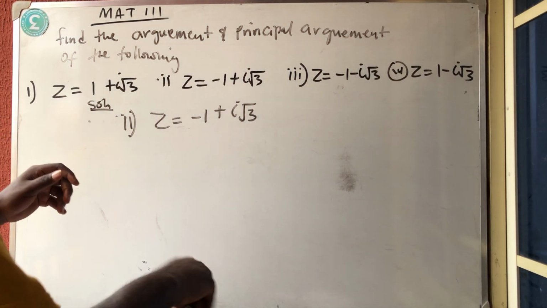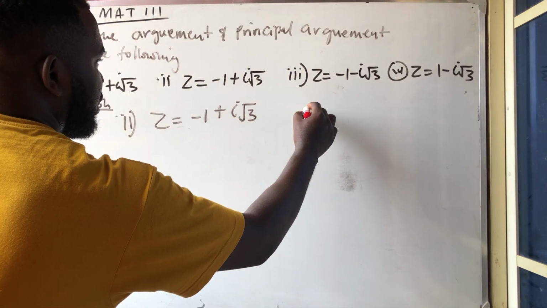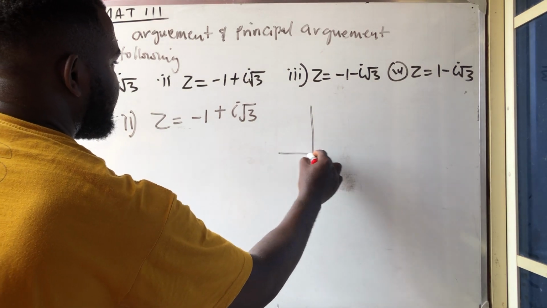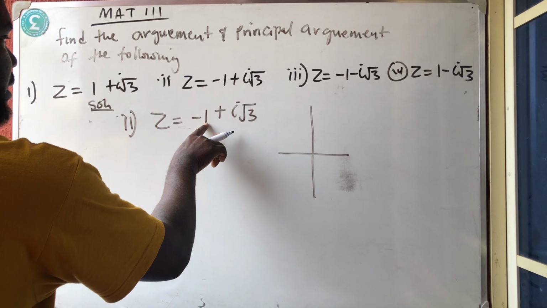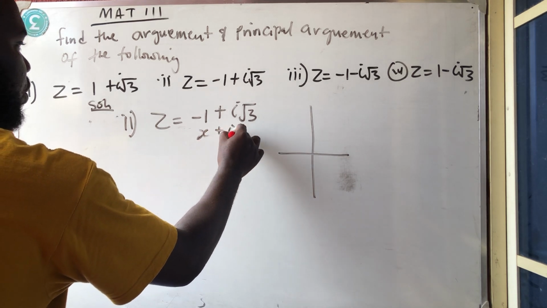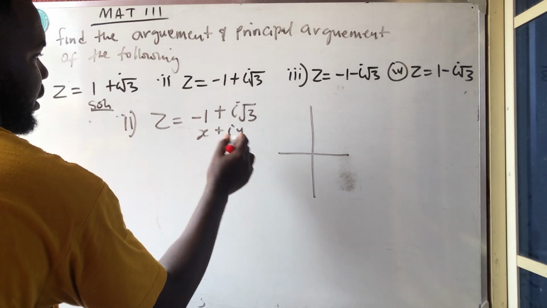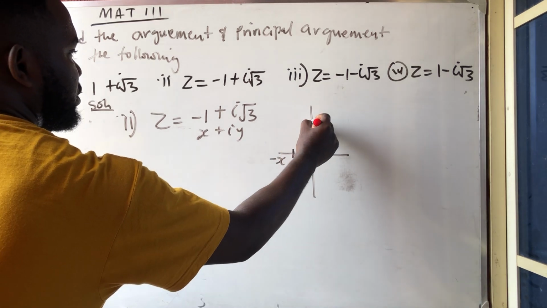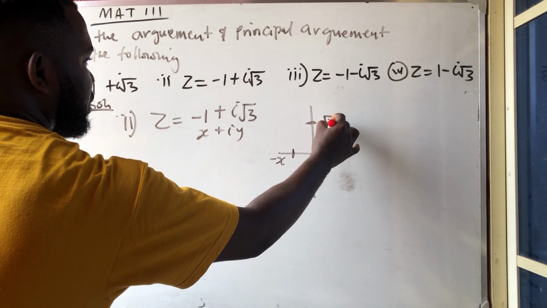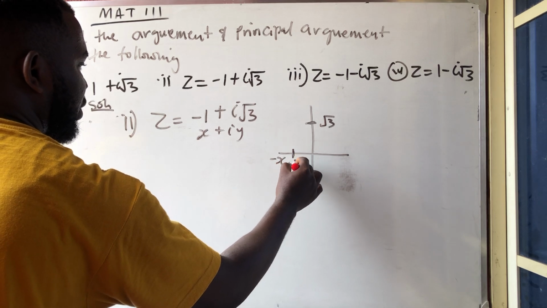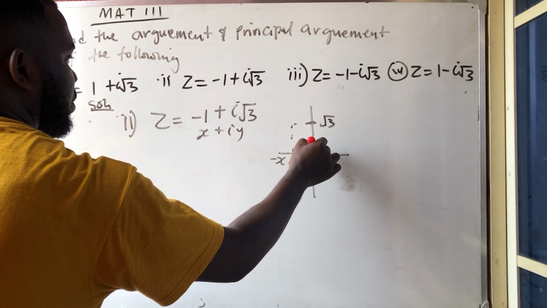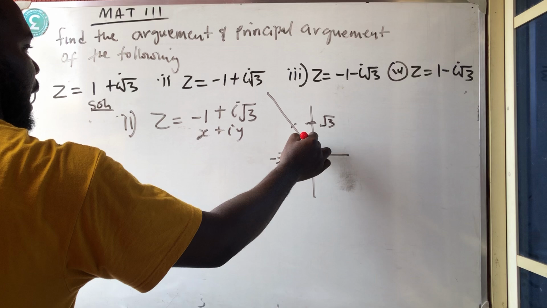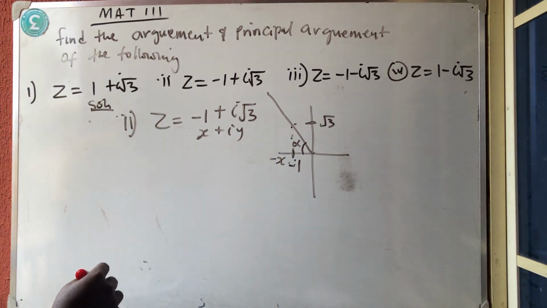So let us draw it. You must draw it to know what you are doing. If I'm drawing it now, I have this. This is x plus iy. So my x is minus 1, so this is the negative of x, so it should be here. And this is positive y, so it should be here. So here is root 3, and here is minus 1. So they meet at the second quadrant here, and so here is my alpha.